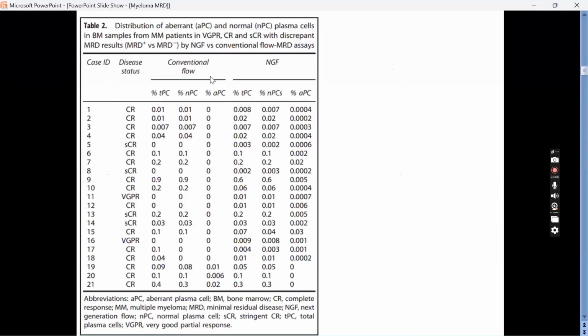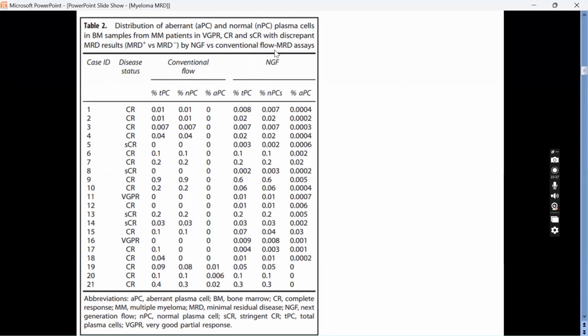Okay, now see, that is what I was saying. There are two types of doing MRD in myelomas. One is your conventional flow, and the other is next generation flow. What I mean by next generation flow is obviously the sensitivity, the number of events you are acquiring.